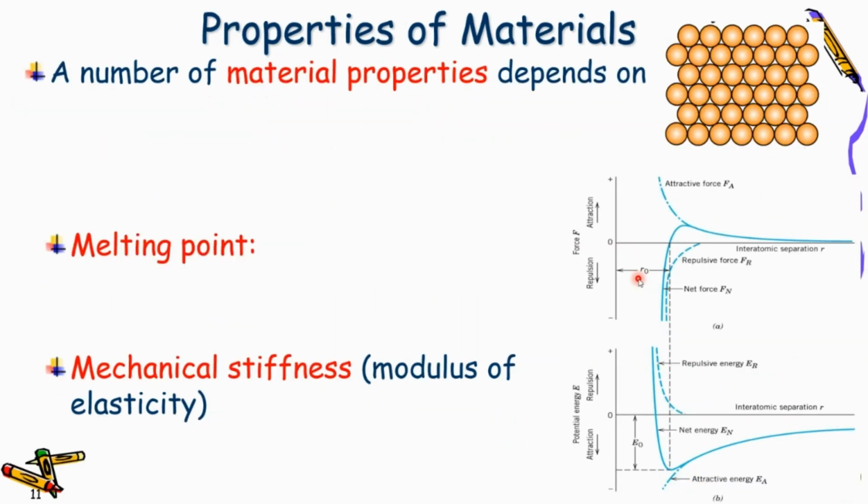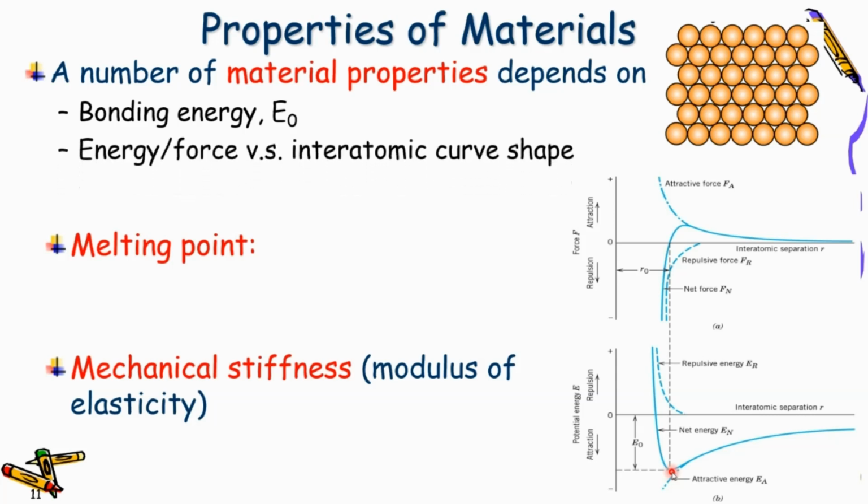Okay, so the properties of the materials can be related to this curve. So what do the material properties depend on? They depend on the bonding energy, which is here. If your bonding energy is high, that means it's difficult to separate these two atoms, right? Okay. It also depends on the curve shapes and the bonding types. That's what I just told you.